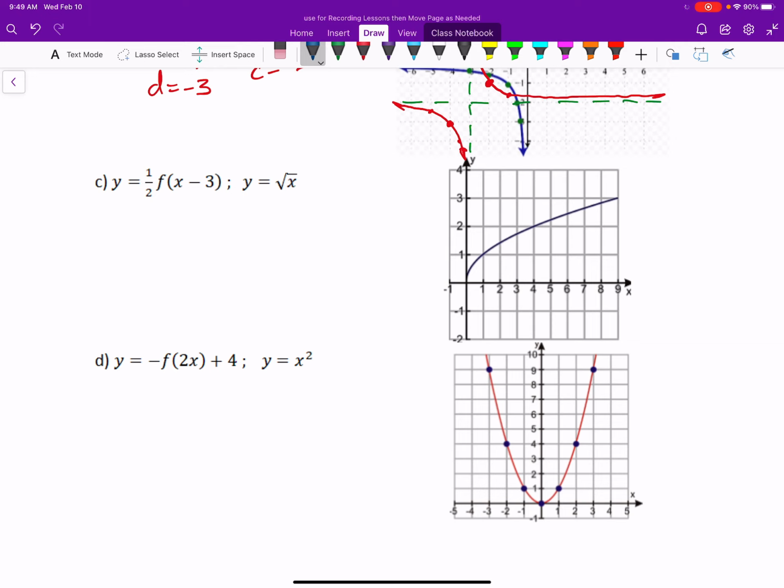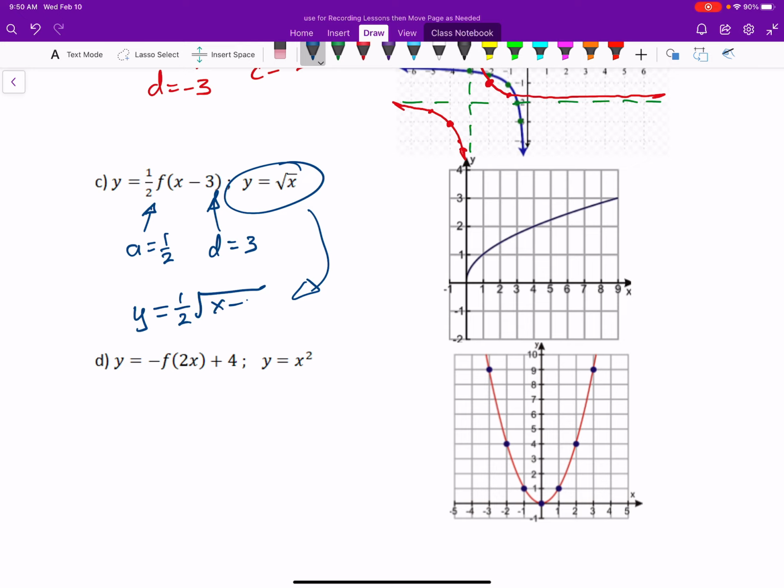Okay, for this one, we got a square root function. So a is a half. D is +3. And again, this 3 is inside the function. If I was to rewrite this function with the transformations, I write it as y equals 1/2 square root of x minus 3. That's putting the whole thing together like this. So anyway, there's our parent function. We're going to make it half as tall and move it 3 to the right.